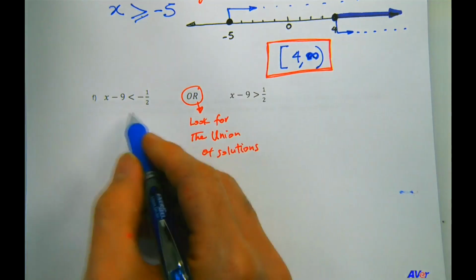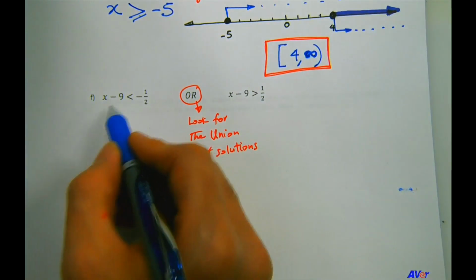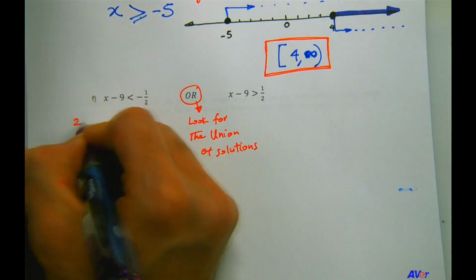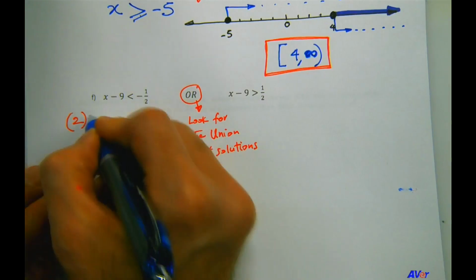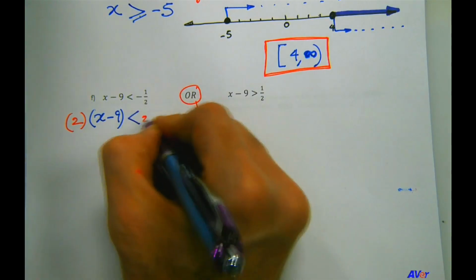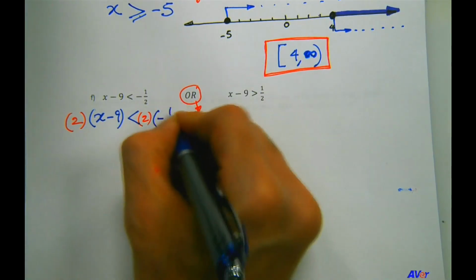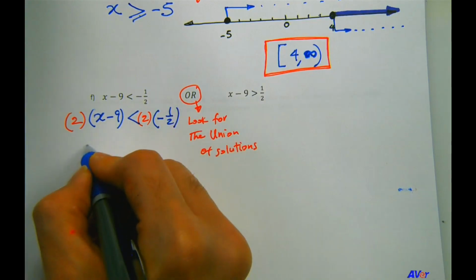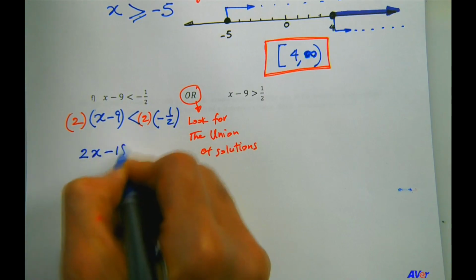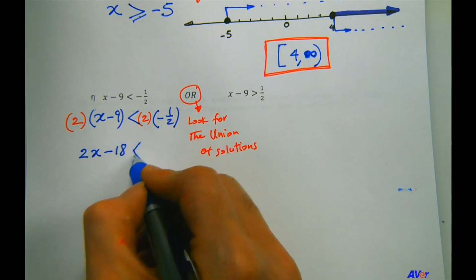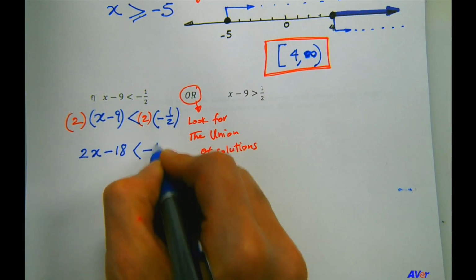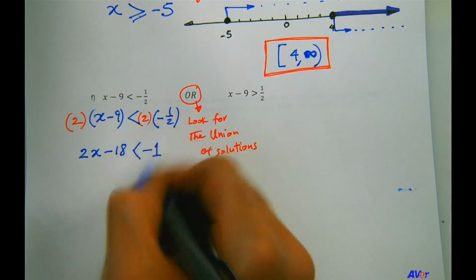So let's solve each of these individually. First of all, to get rid of this fraction, I'm going to multiply both sides by 2. So 2 times the left side, which is x minus 9, right? We're doing this to get rid of the fraction. 2 times minus 1 over 2. Then we have, let's distribute, 2x minus 18 less than, this is a strict inequality, right? Less than 2 times minus 1/2 minus 1, right? 2 and 2 cancel out, we get minus 1.